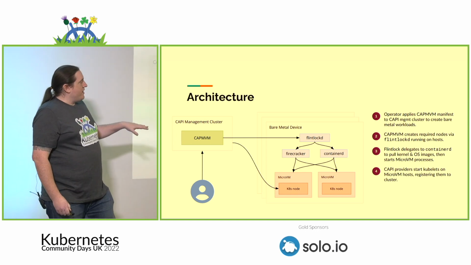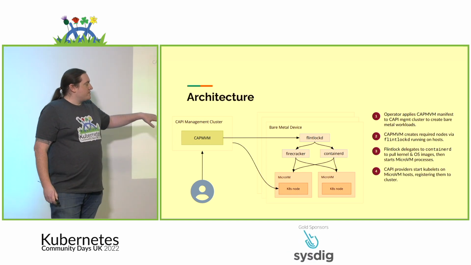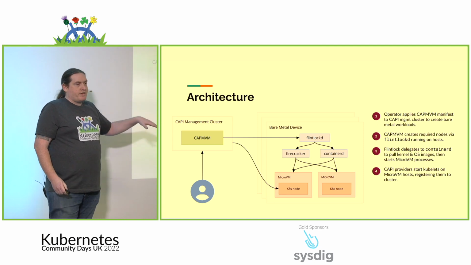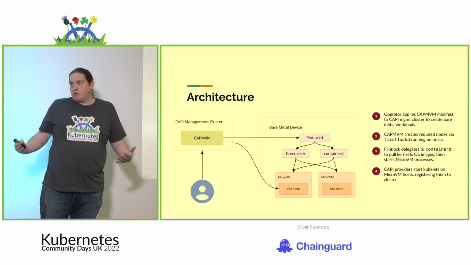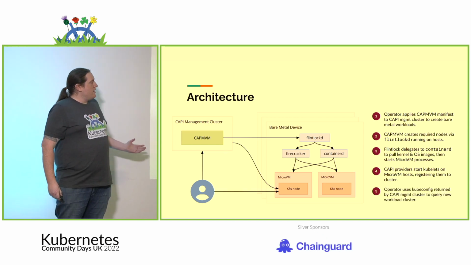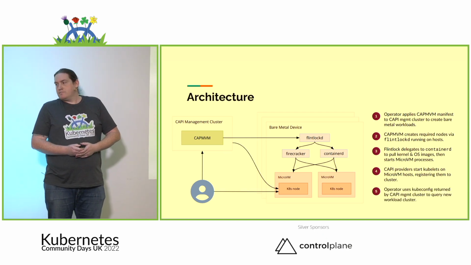Those MicroVMs are spun up. CapMVM handles the kubelet installation, that kind of stuff, and begins the process of creating the Kubernetes cluster. And then the operator can go and grab the kube config.